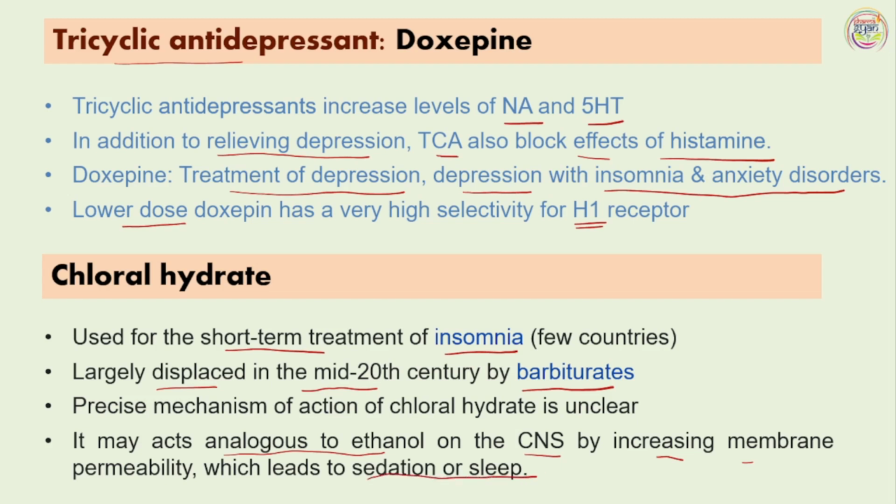So these are the different categories of drugs which are used for the treatment of different disorders and conditions associated with sleep. And the drugs, mainly barbiturates and benzodiazepines, are used for the treatment of other conditions like epilepsy, as muscle relaxants, pre-anesthetic medication, etc. So this is all about the sedatives and hypnotics.